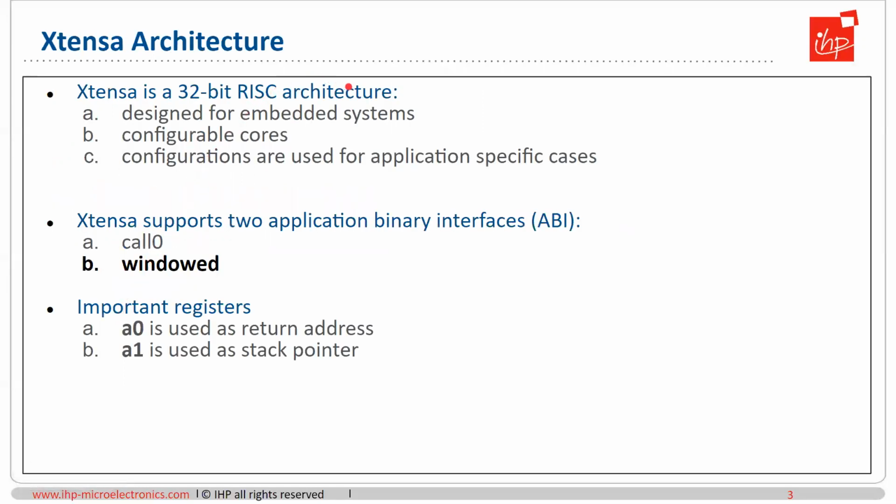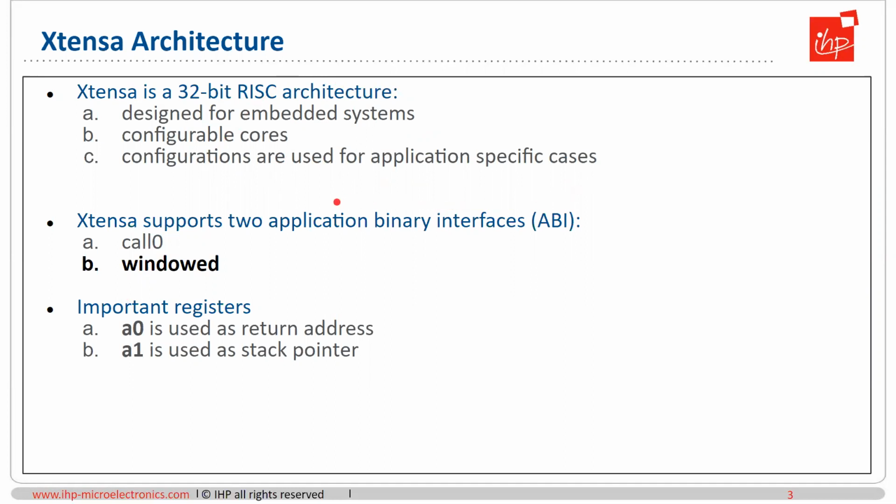Xtensa is a 32-bit RISC architecture. It was designed for embedded systems. It has configurable cores. Xtensa is highly configurable. Its configurations are used for application-specific cases, which increase the overall performance.